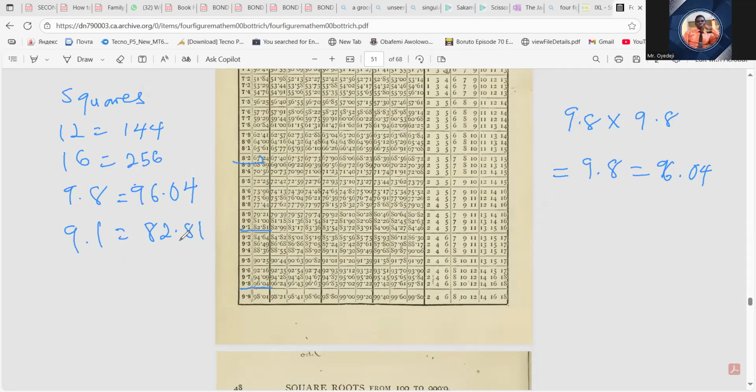Now let's go to the next level. Now we're going to look for the square root. That's what we're looking for now: the square root of some numbers.